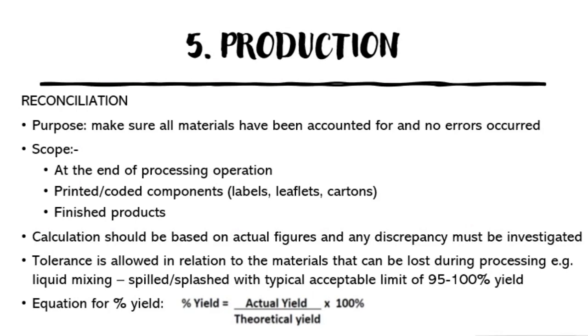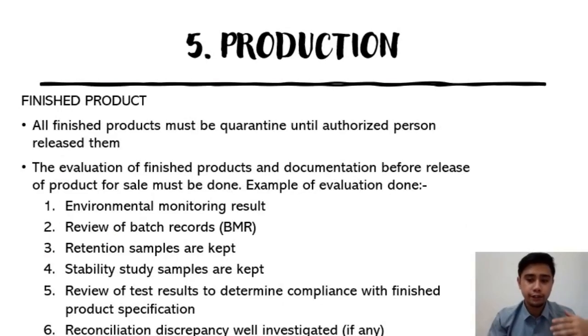So now we will discuss the finished product in the production chapter of the GMP guidelines. All finished products must be quarantined until an authorized person releases them. The person is the QC and the QA department personnel. The evaluation of finished product and documentation before release of the product for sale must be conducted.